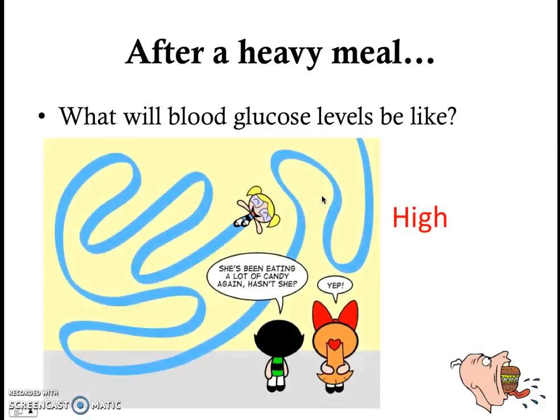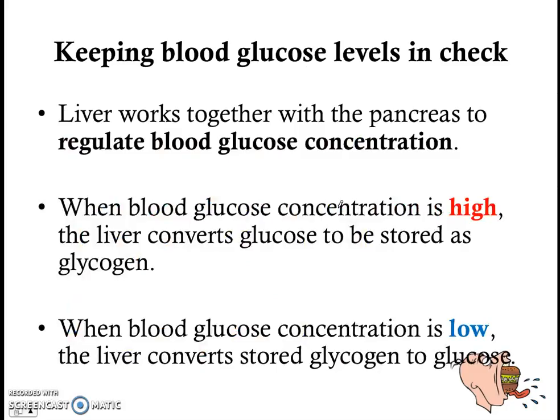You've eaten all the starch and it's been broken down to maltose, been broken down to glucose, and the glucose has been absorbed into your blood, and now your blood has a very high level of glucose. And you're a bit like this Powerpuff Girl, ooh, very high. But it's not that good in the long run. It's not good for you to have such high blood glucose levels. And that's where the liver comes in. See, the liver helps to keep your blood glucose levels in check.